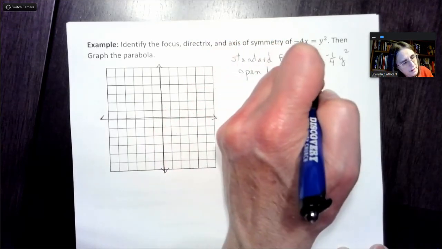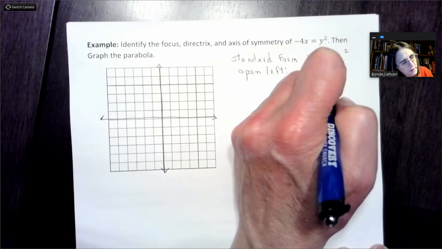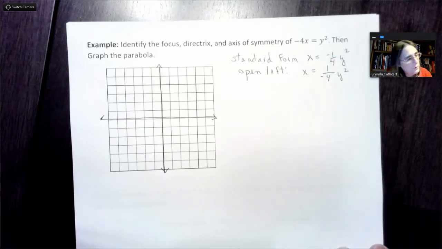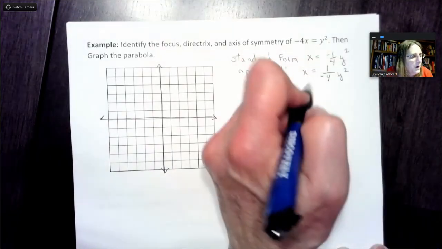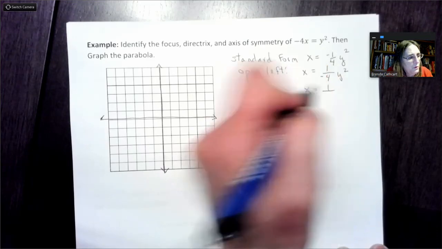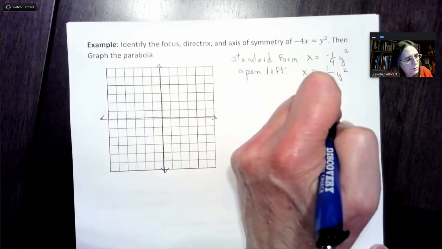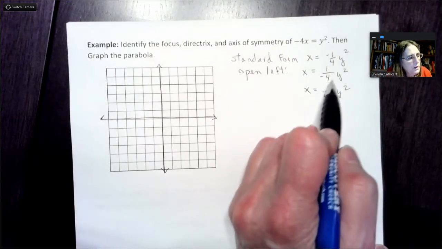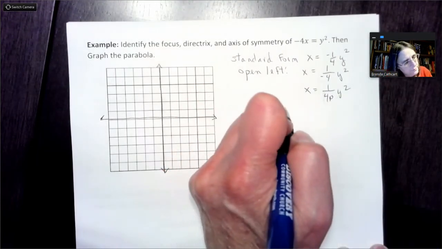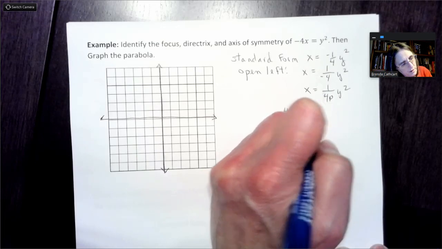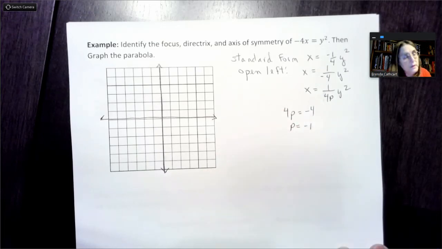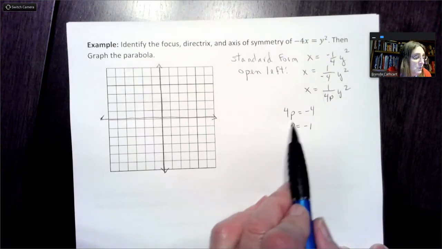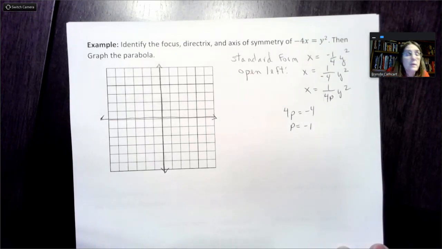We can write that as x equals 1 over negative 4 y squared. Compare it to our standard form of x equals 1 over 4p y squared. We can see that 4p equals negative 4. So p has to equal negative 1. So let's see what we can do with p equal to negative 1.